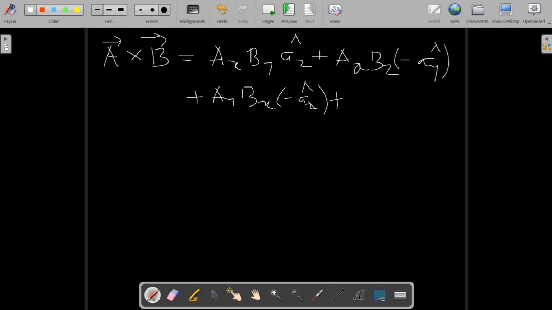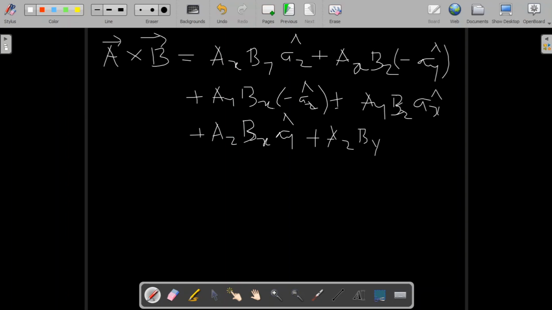plus ay bz ax cap plus az bx, right, bx ay cap plus az by minus ax cap. I hope this is very clear how you are getting this, right?